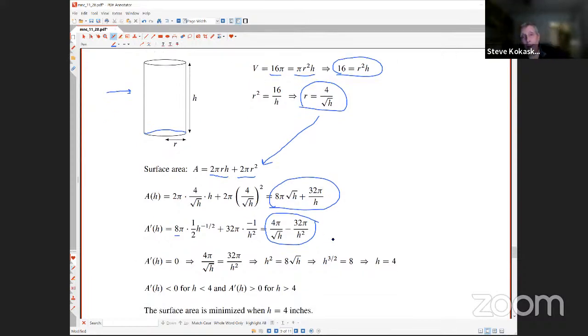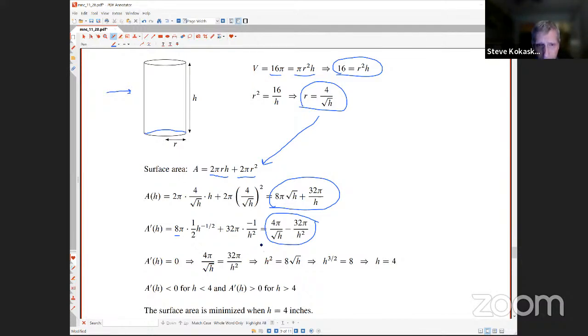Well, I'm not worried about H equals 0. That's not in my domain, although I didn't stop to say anything about the domain, but we're not going to have a can that's height 0. Theoretically, H could go on and on forever and ever. So this is another one of those problems where the theoretical domain is H greater than 0. So let's see, I'm going to try to solve this expression, A prime of H equal to 0.